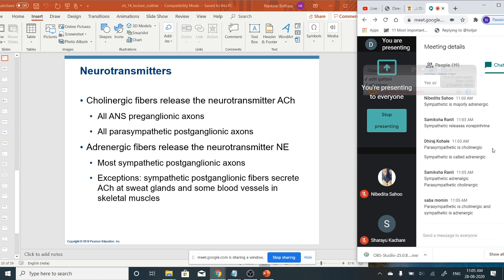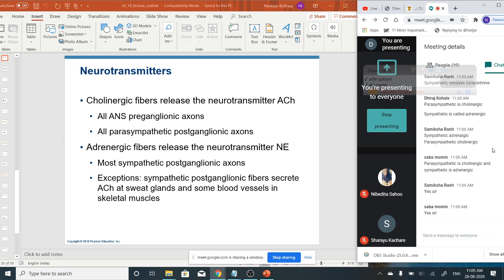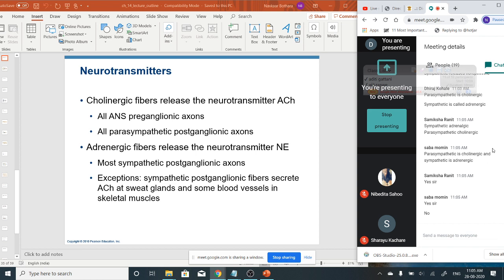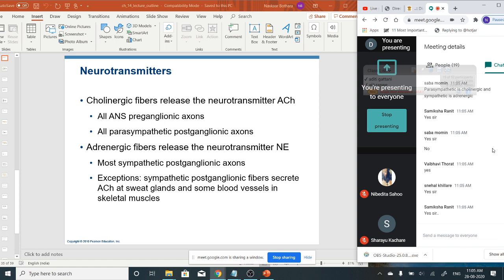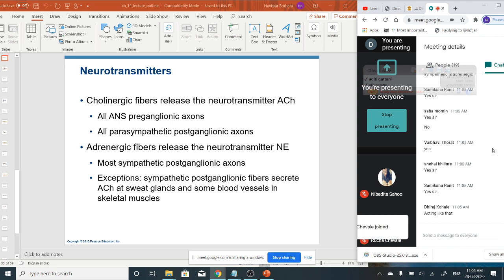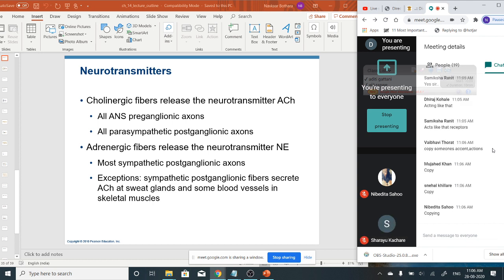Okay, it's clear. Have you ever heard the word mimicry? Mimicry? What is mimicry? Acting like that. Very good. Copy someone's actions, accent. Very good. Copy.